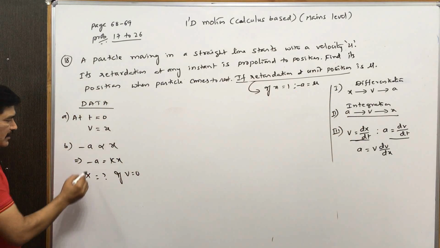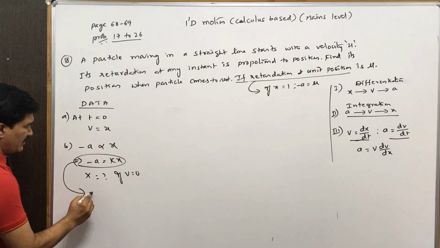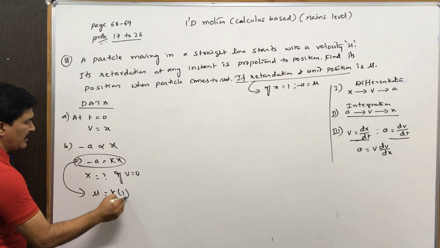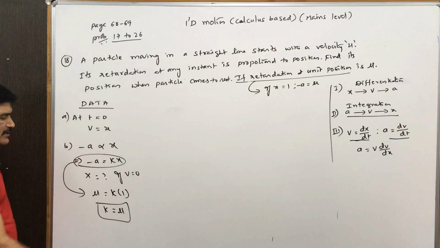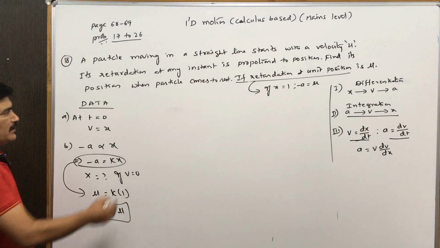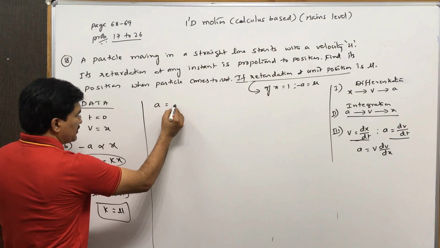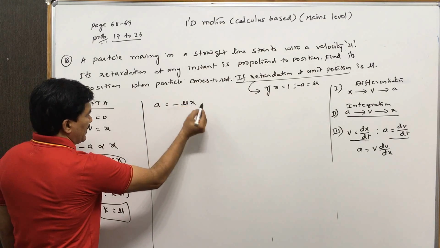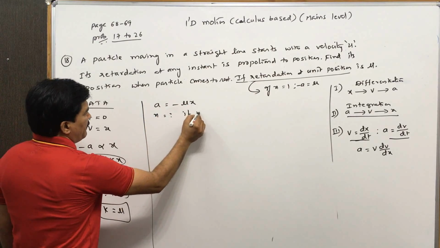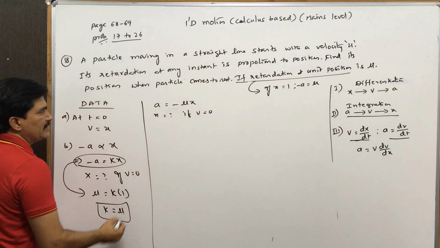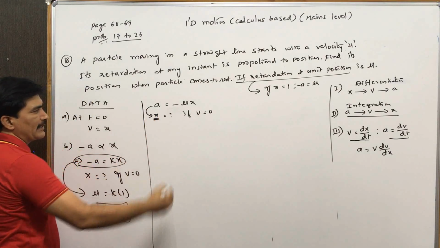Okay? Now in this relation if I substitute that, what I am getting is minus a is mu, that is equal to k into x. Here k is the proportionality constant, indirectly he is saying it as mu. Okay? So what is the given information? Finally we have acceleration is minus mu into x, and he is asking x is how much if v is equal to 0, means indirectly he is asking us to find out x from acceleration.